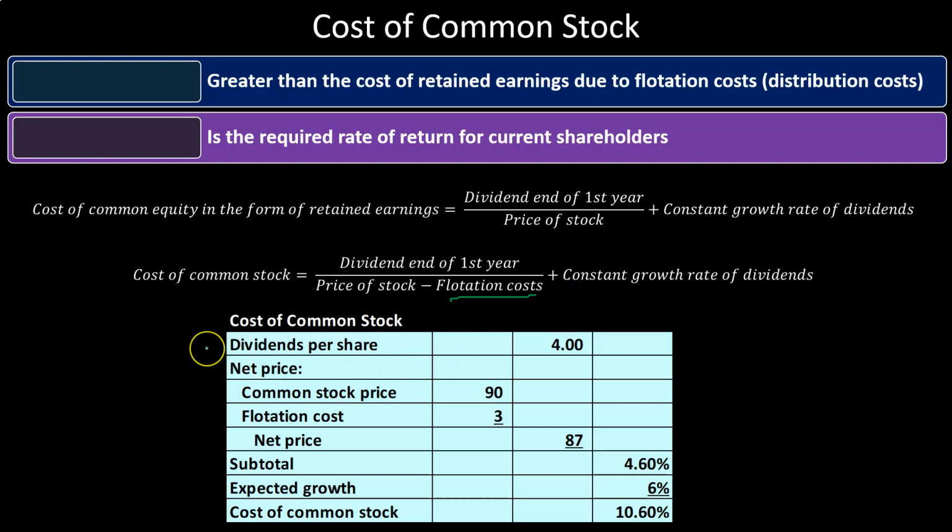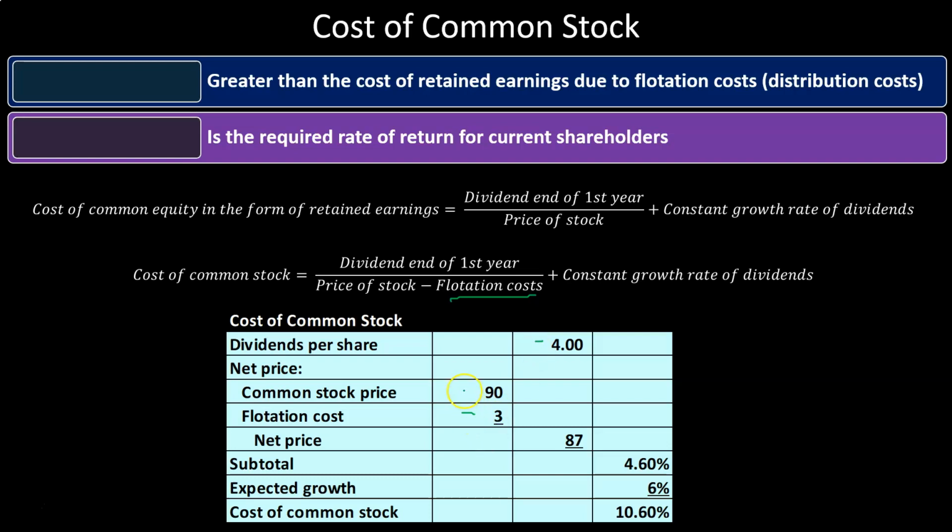So it looks something like this in a table type of format. It's going to be the dividends per share. We're going to say it's $4. The net price now, I'm going to calculate. This is going to be this bottom calculation. Common stock price was $90 minus the flotation costs. Here's the flotation costs, different than the dividends that we're going to have to pay. Dividends paid annually, flotation costs paid one time.